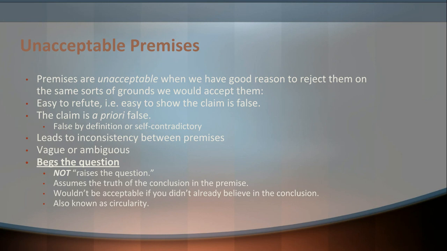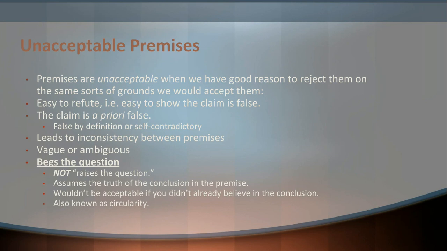Furthermore, there are other claims that are easy to refute or easy to recognize as being false. Just like a statement can be a priori true, that is, true by definition or known through reason alone, there are some claims that are a priori false. That is, there are some statements that can simply be looked at and thought about and shown to be either false by definition or self-contradictory. Things like a round square.